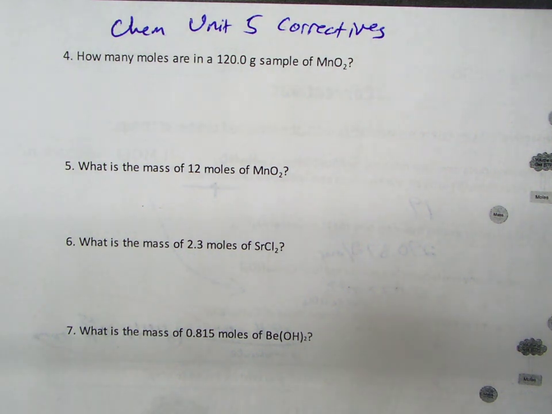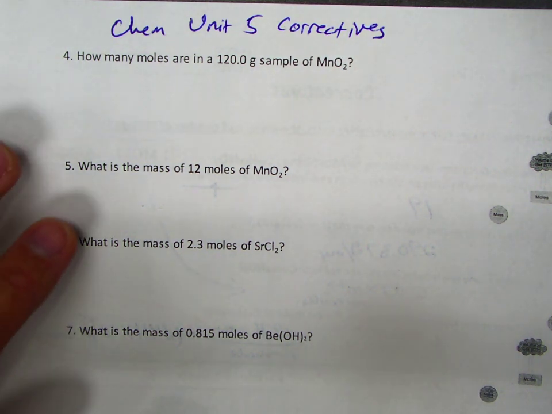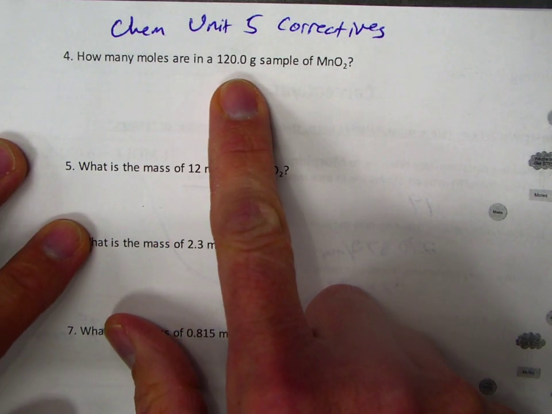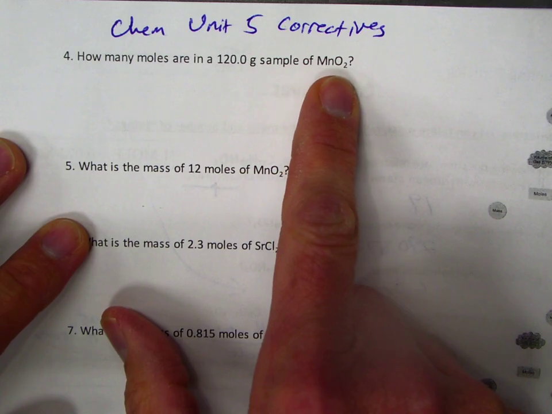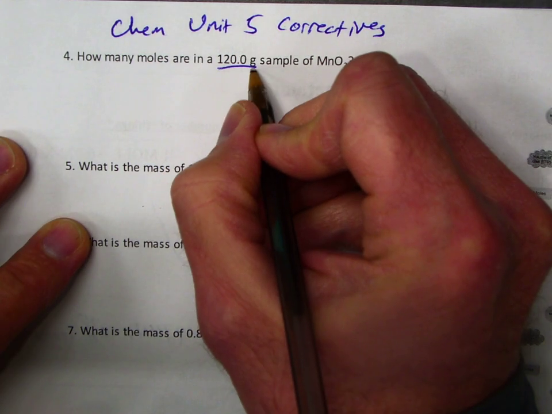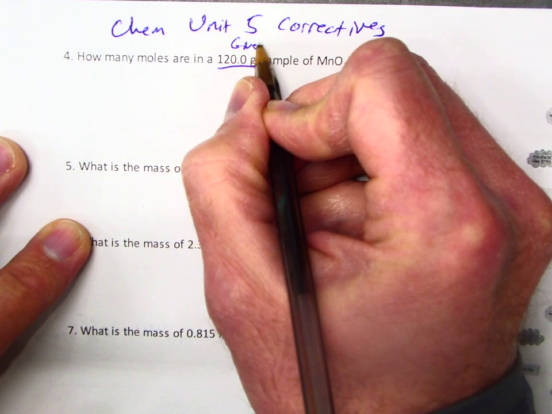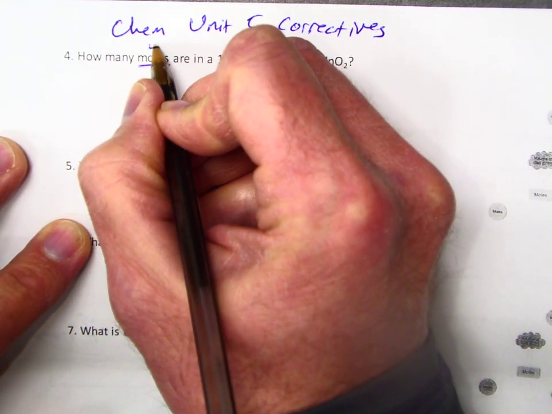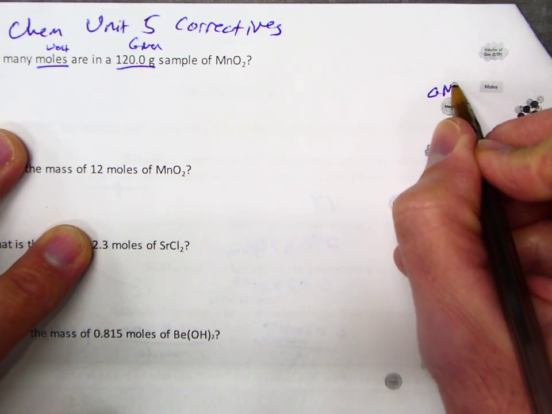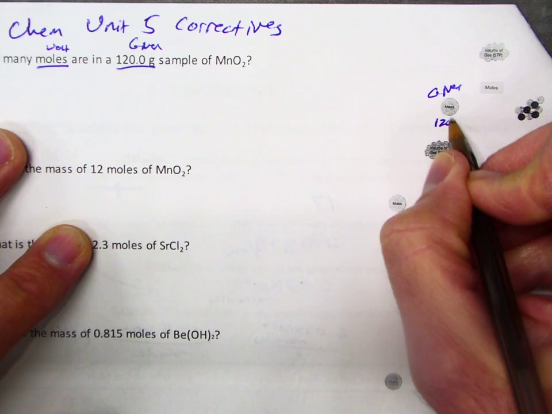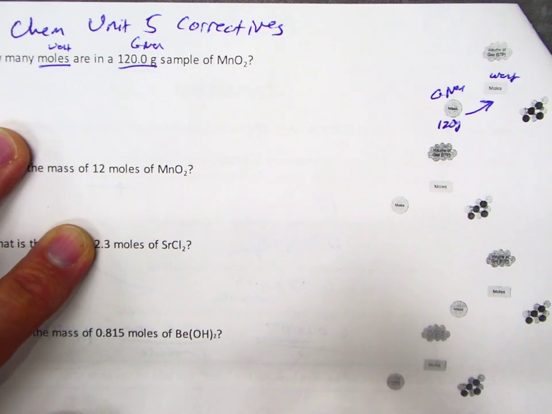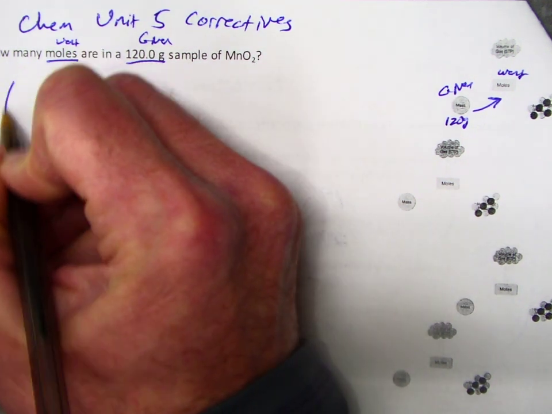All right, continuing, we're on page 2 now of the Unit 5 correctives. Let's take a look at question number 4. It says, how many moles are in a 120 gram sample of MnO2? First of all, let's start by identifying what we are given. We're given mass, and we want moles. So over here, we're going to go from our given, which is 120 grams, to what we want, which is moles.